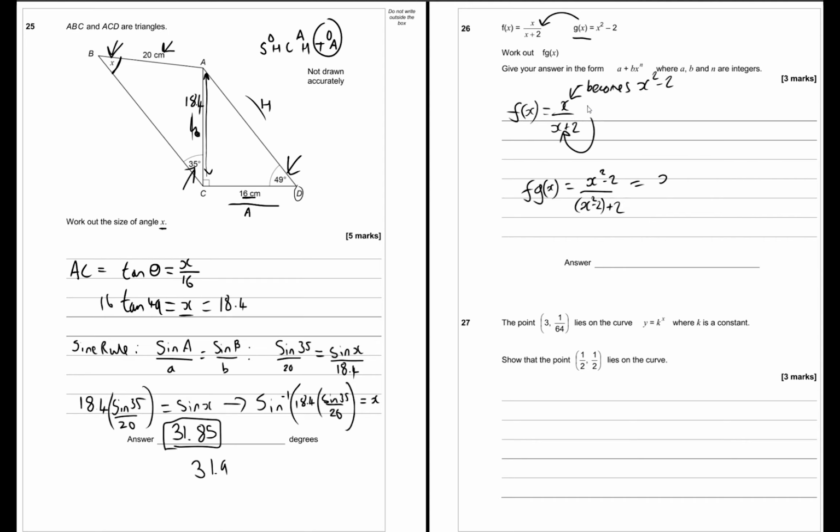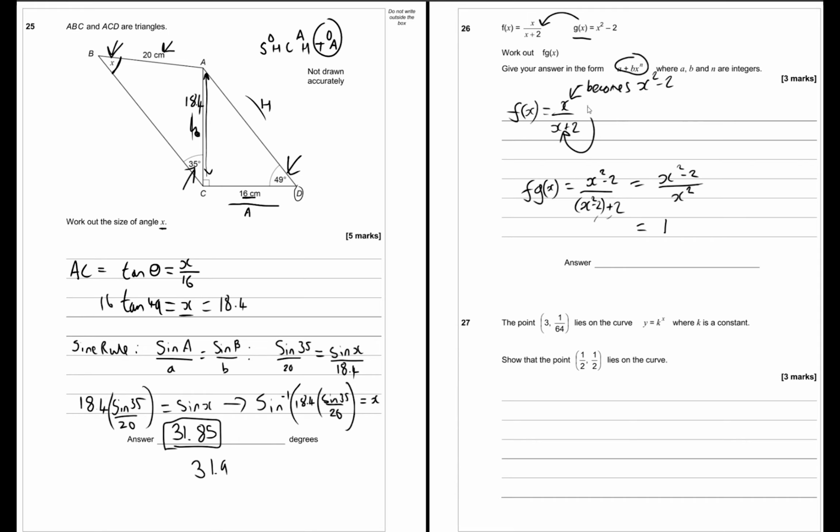So we can do some simplification. x squared minus 2 over, what happens here? These 2's are going to cancel, aren't they? So we're going to get over x squared. But the question wants the answer in the form a plus bx to the n. So what can we cancel here? x squared is going to cancel with x squared. So we're going to get x squared over x squared equals 1.